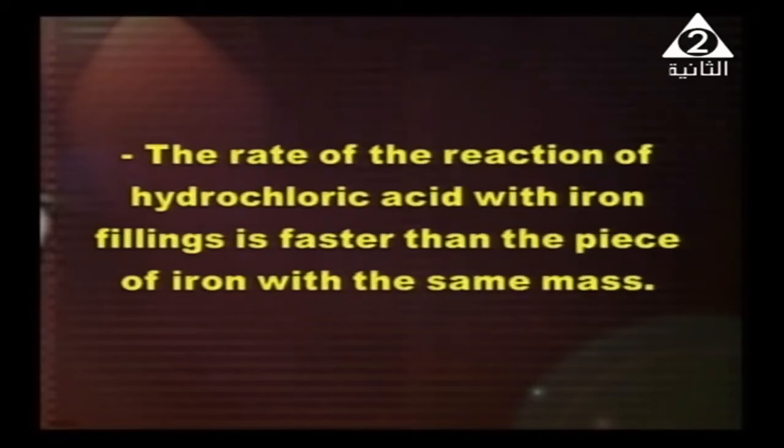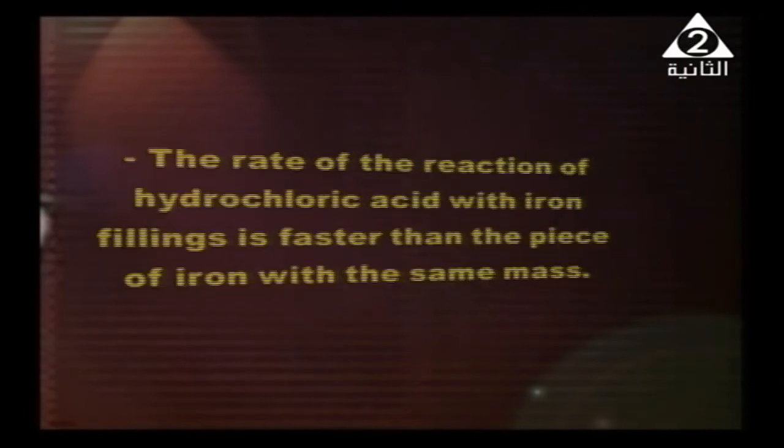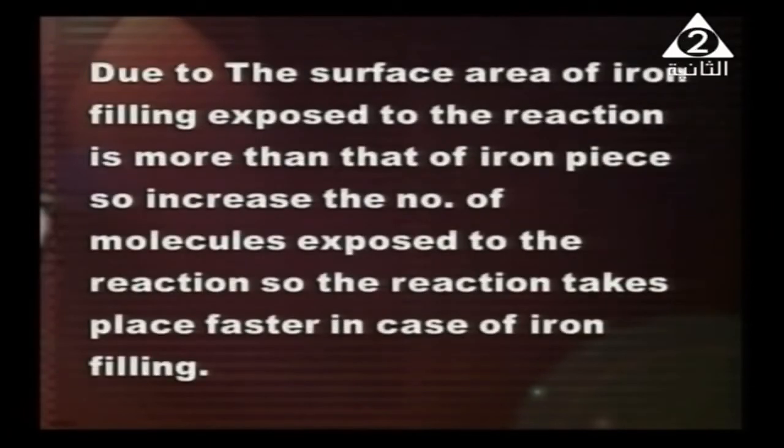The rate of the chemical reaction of hydrochloric acid with iron filings is faster than its rate with a piece of iron, although they have the same mass. That's due to the surface area of iron filings exposed to the reaction being more than that of the iron piece. So the number of molecules exposed to the reaction at the same time increases, so the reaction takes place faster in the case of iron filings.